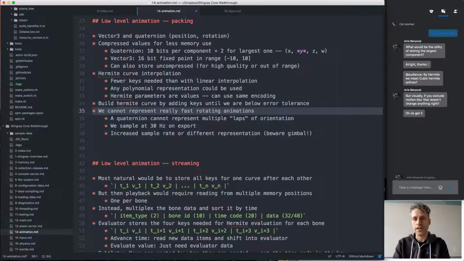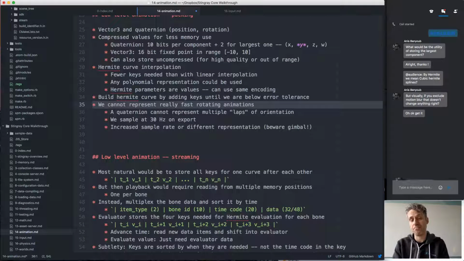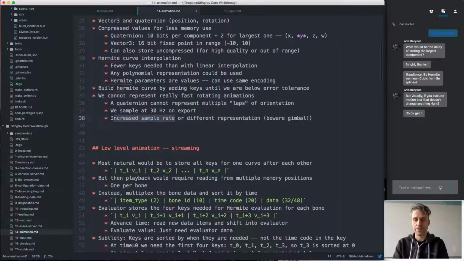So if you need super fast rotating objects, all you can do in our engine right now is to increase the sample rate. Probably, I don't know if you really need an animation of an object that spins around at like 30, 60 rotations per second or something like that. But if you need that, you need to increase the sample rate.